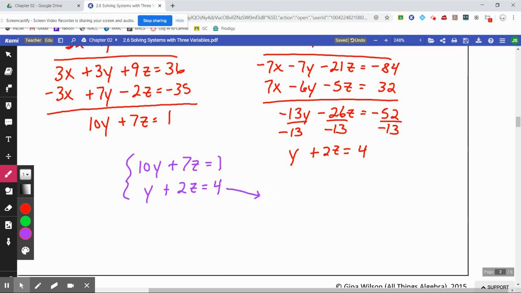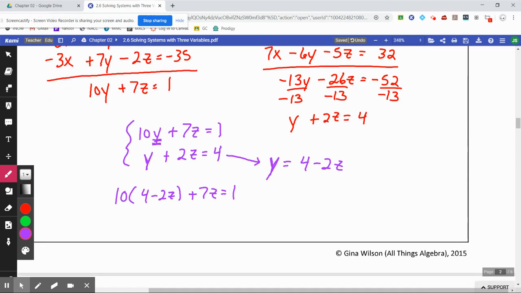So I could take my second equation, move my 2z over, and do y is equal to 4 minus 2z. And since y is equal to that, in the place of my y in the other equation, I can replace it with that. I can do 10 times 4 minus 2z plus 7z is equal to 1. So I solved this equation for y, plugged it into the other, and look what I have left. I've eliminated my y's completely by using substitution.